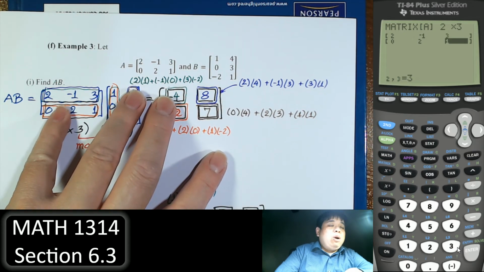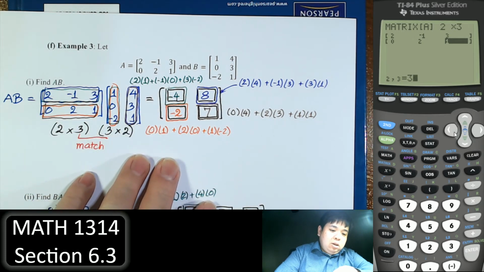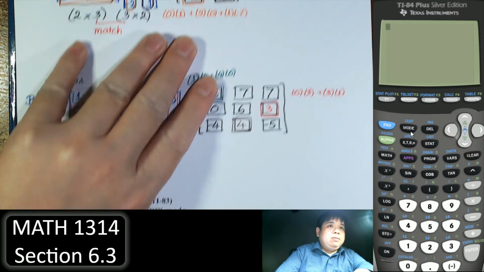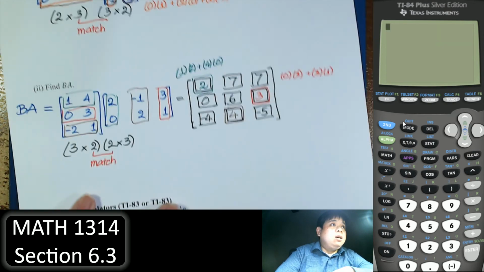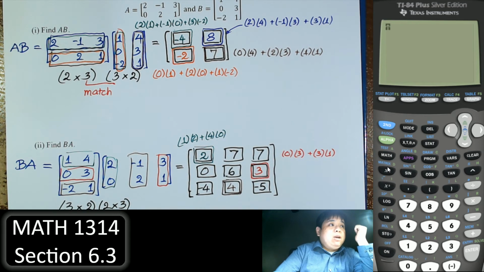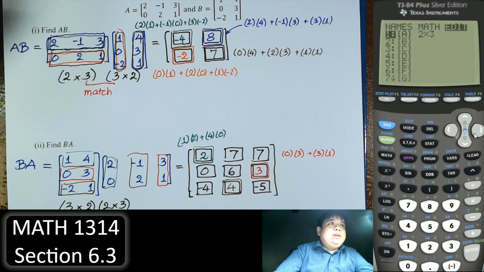So when we're done, hit second mode to go back to the home screen. Second matrix. You see now we have the matrix A is 2 by 3, which we entered earlier. So that's good. Now go to edit.